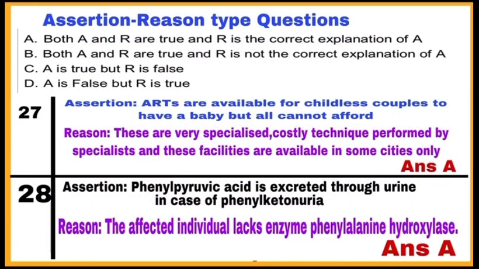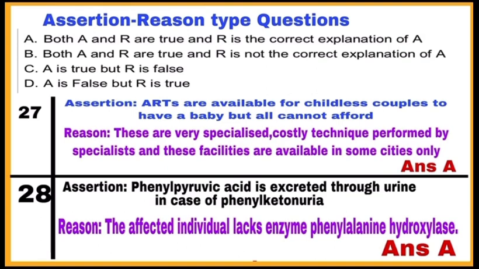Question 27. Assertion statement. ARTs, meaning assisted reproductive technologies, are available for childless couples to have a baby, but not all can afford them. This is the correct statement. See the reason behind it. These are very specialized, costly techniques performed by specialists, and these facilities are available in some cities only. So this is also a true statement and the correct reason for the assertion. So here mark A as the correct answer.